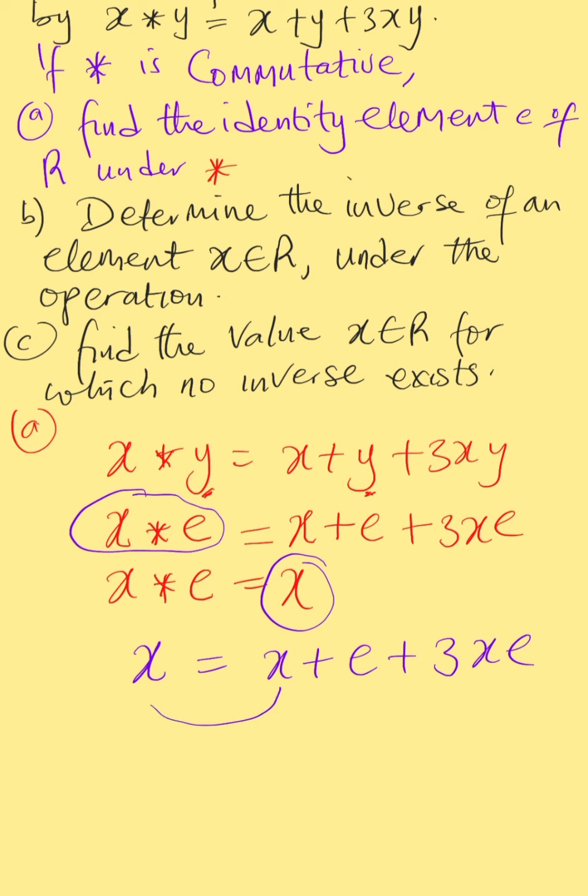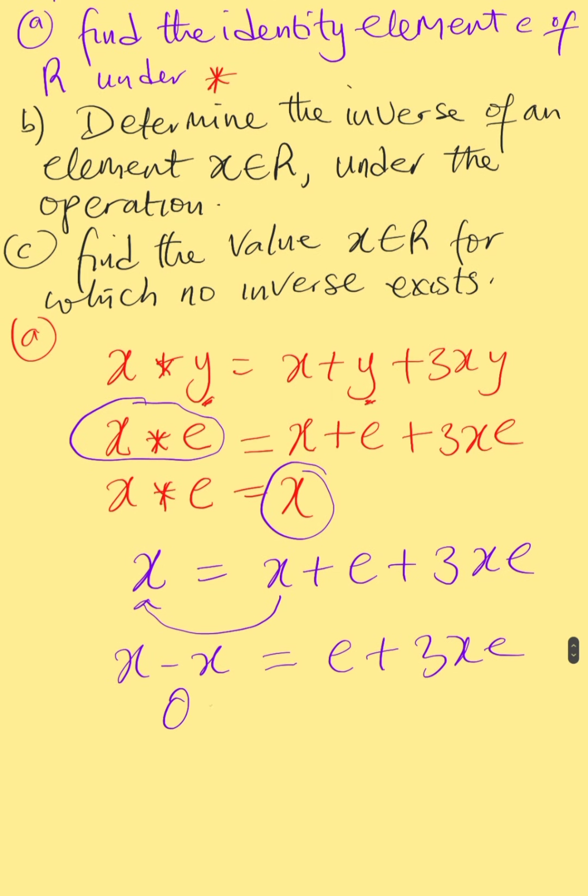Then this x will come to the right hand side to meet its fellow x. I'll have x minus x is equal to E plus 3xE. So x minus x will give us 0 equal to E, which is common here, so you factor it out. E divided by E is 1, plus 3xE divided by E will give us 3x. Now we are looking for E.